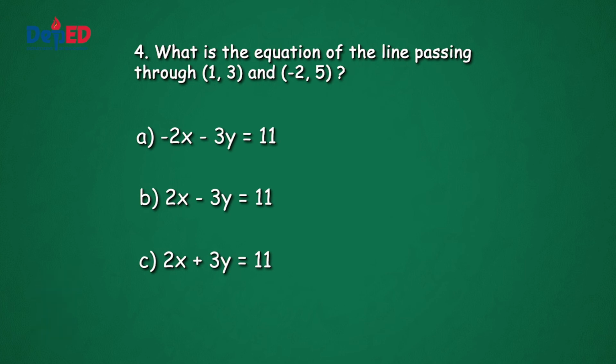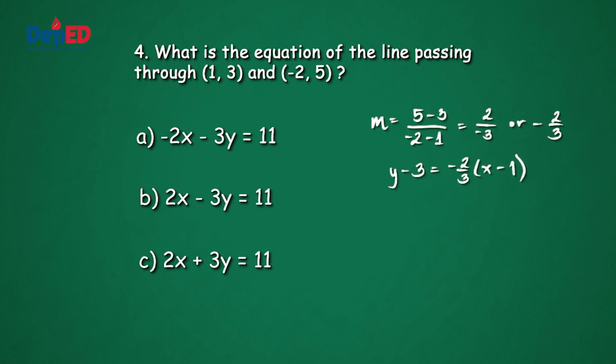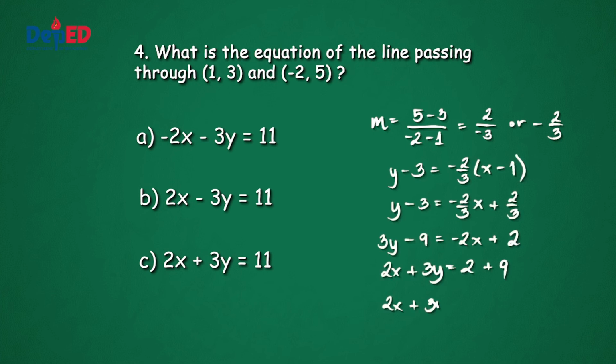Since the given are 2 points, we can break the solution down by getting the slope first and then writing the equation using the formulas that we had earlier. So, the correct answer is C, 2x plus 3y equals 11.